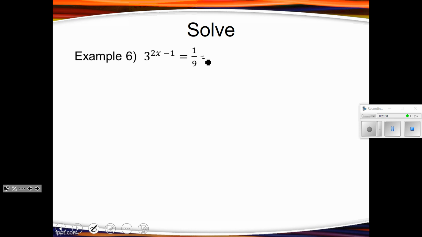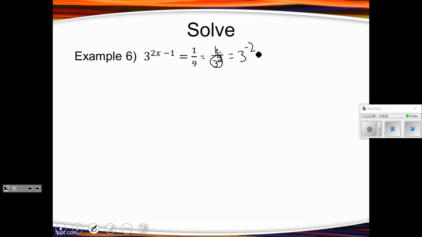If you're missing this and you're like, I don't know how you got that, we know 9 can become 3 squared, correct? But then I've got to get it back up here so that it's a base without a fraction. Does that make sense? We can't set them equal to each other if they're in fraction form. So if I move this up, it will become 3 to the negative 2. Does everybody agree that 3 to the negative 2 is the same thing as 1 over 9?